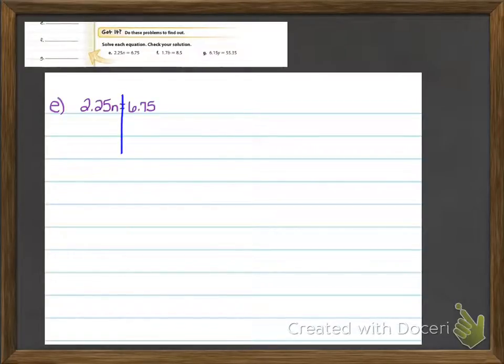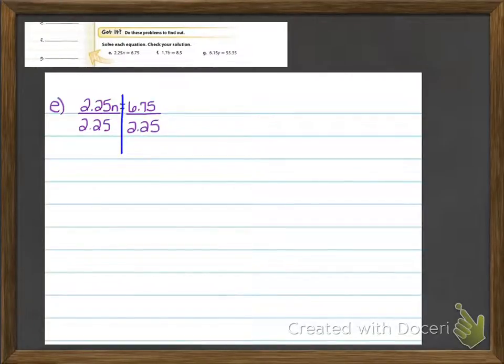And now what we need to do is locate our variable. So our variable is over on the left side, with the 2.25. Well, I have to get rid of that number that's attached to that variable. So I'm going to do that by showing you that I'm dividing both sides by 2 and 25/100ths, and I'm going to do the same thing to the other side.